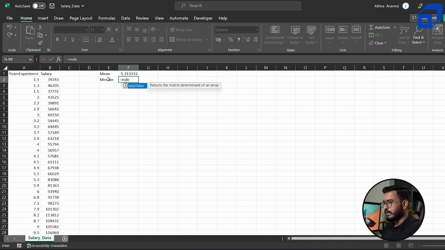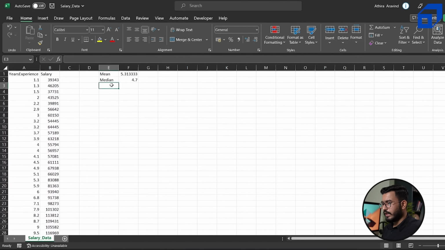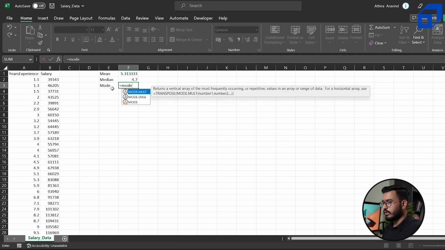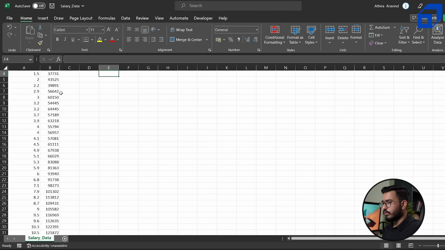is equal to median, and we will use the same data range, and that's 4.7. And let's find the mode now, is equal to mode, and my mode is 3.2. Now you can see that these three values are not equal to each other, they are different.